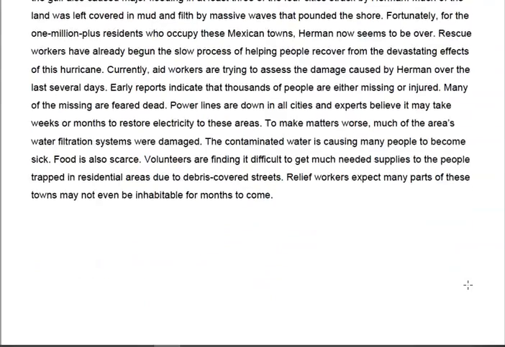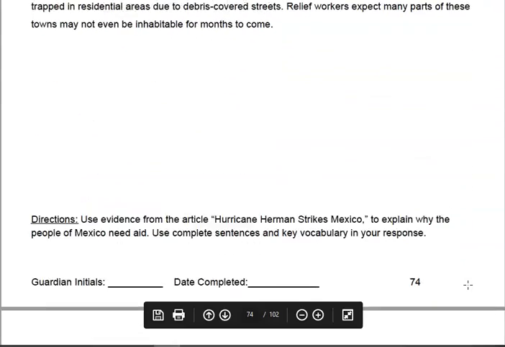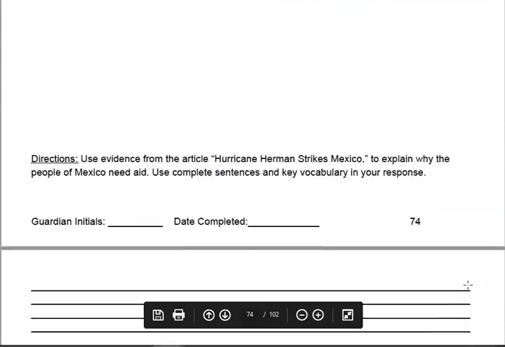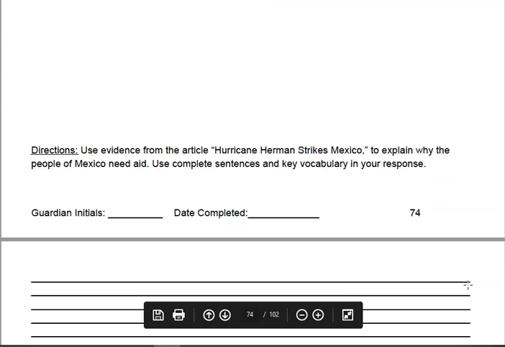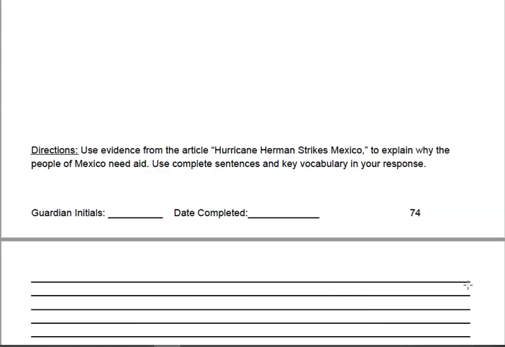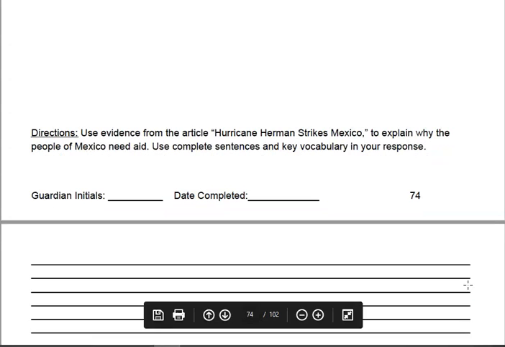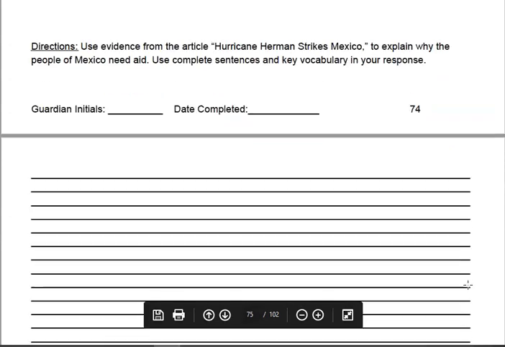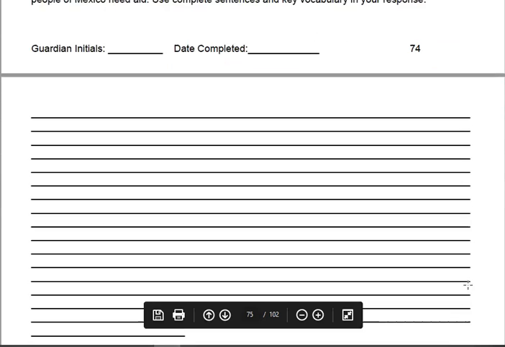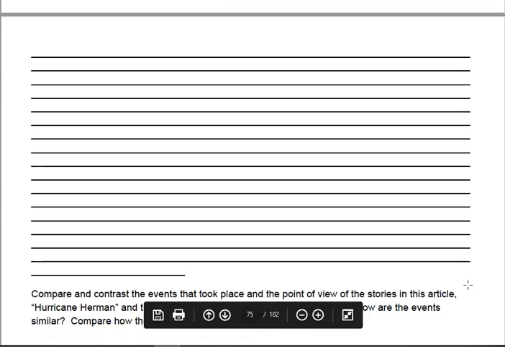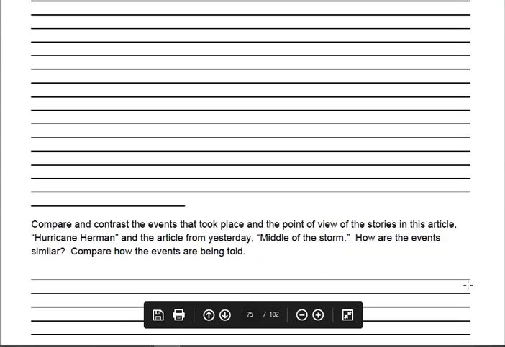Okay, so let's take a look here at our questions. We've got two pages here. So, directions: use evidence from the article Hurricane Herman Strikes Mexico to explain why the people of Mexico need aid. Okay, so aid, again, we're getting those from our relief volunteers. Aid means giving them the necessary supplies they need, the supplies that their family needs. So don't just think food, think about other things that they may need. So again, take a look at your lines here. I'm expecting an extensive response, at least 2.